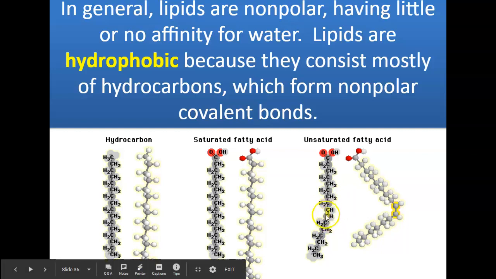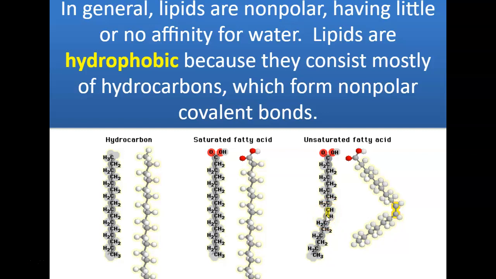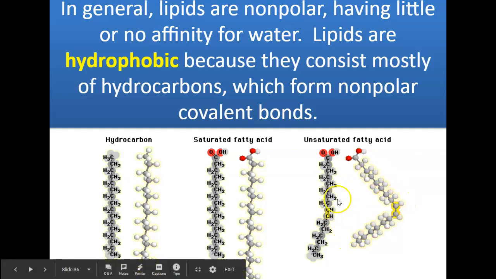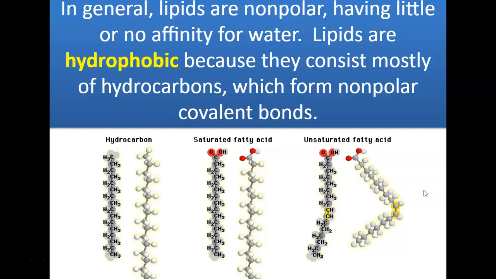And what that means is when you take the hydrogens away, you make the bond between the carbons a little stronger, and therefore it causes a kink. So unsaturated fatty acids have this little kink. Saturated fatty acids don't. And because of that structural difference, that leads to different functional properties.